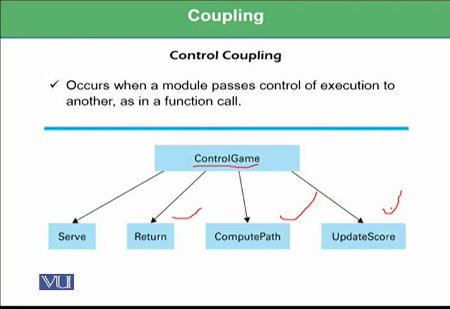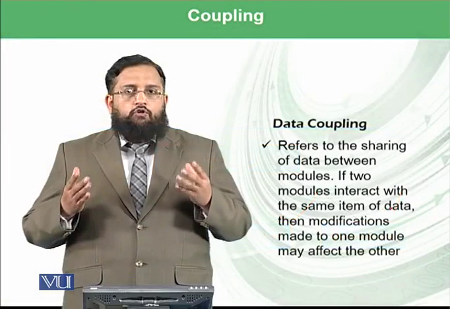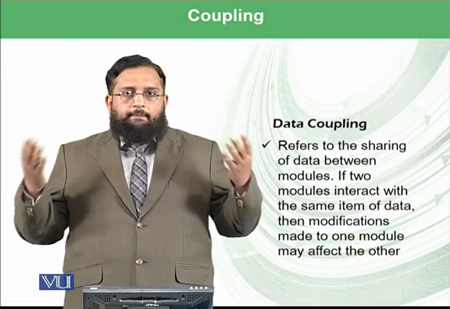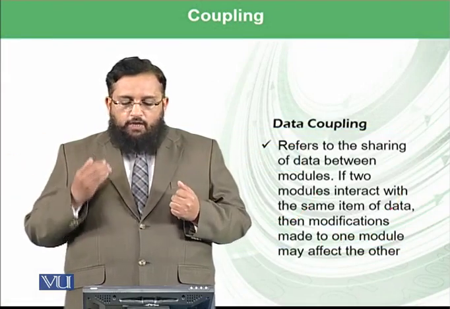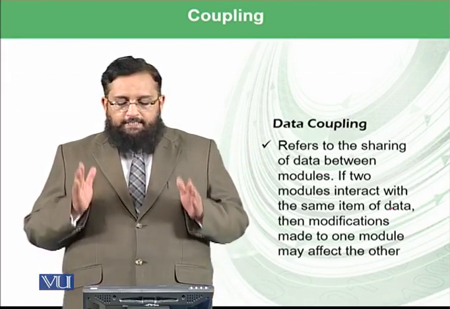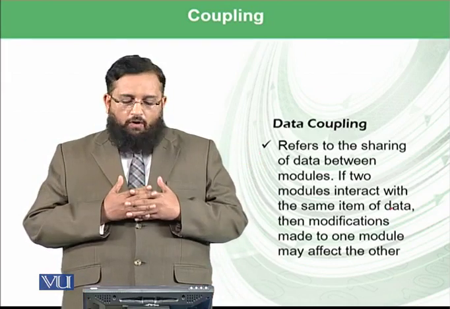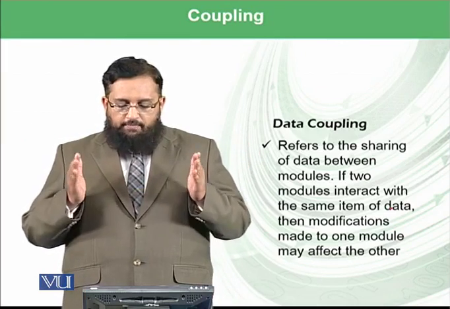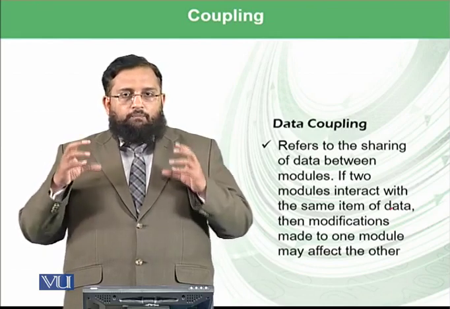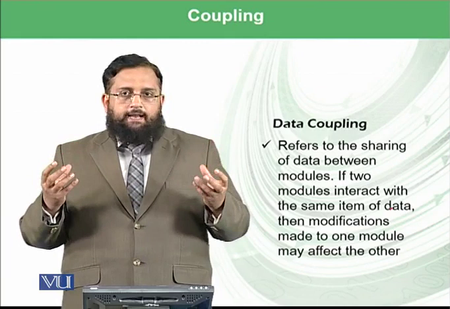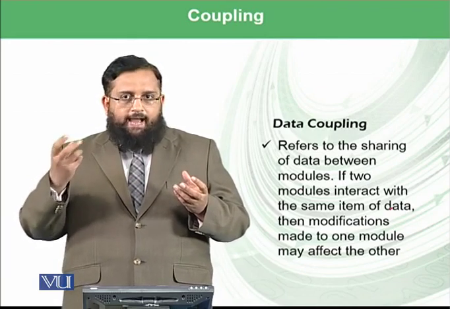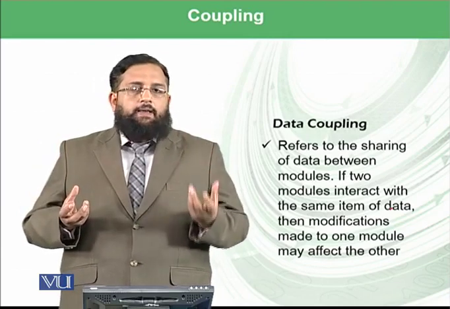And then there is data coupling, because there could be a number of data elements which are accessed by multiple modules. It refers to the sharing of data between modules. If two modules interact with the same item of data, then a modification made in one module may affect the other. For example, there are two modules A and B, and A has changed the value of a data element X, which is also accessed by module B.